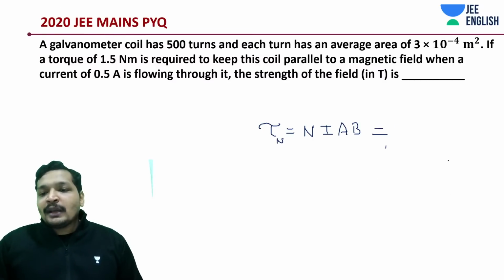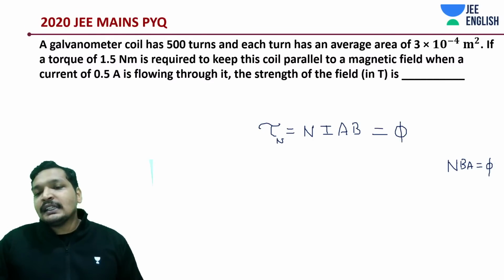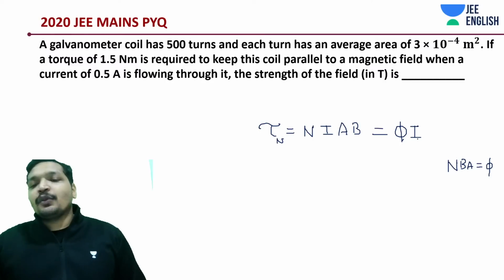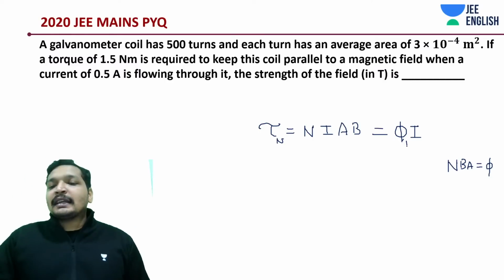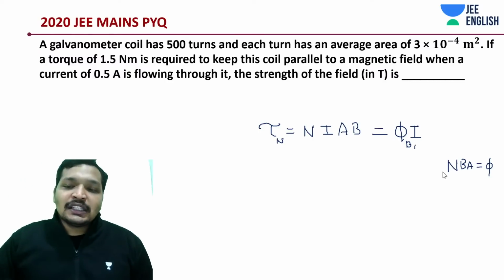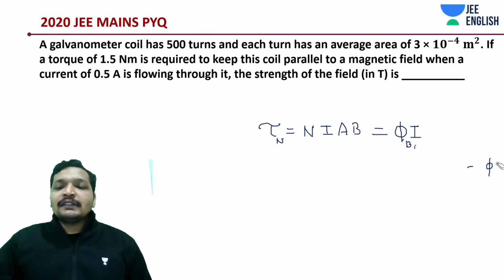So what I'm saying is N into B into A is nothing but flux, total flux. So it's basically flux phi into I. Magnetic flux into I. Okay. This is just for you to remember. Otherwise, this is a very easy problem.